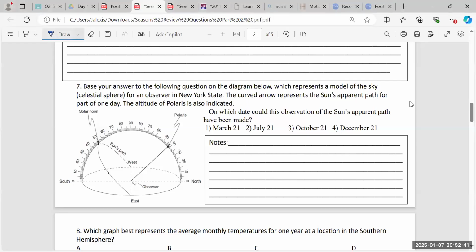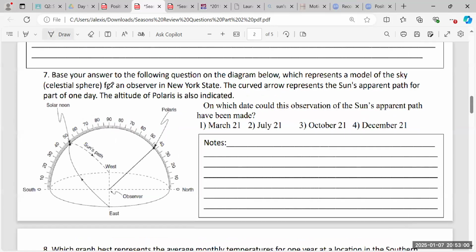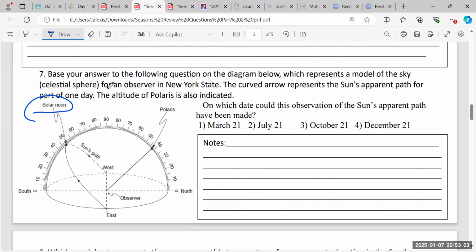Number 7, base the answer to the following question on the diagram below, which represents a model of the celestial sphere for an observer in New York State. The curved arrow represents the sun's apparent path for part of one day. The altitude of Polaris is also indicated. What's interesting is you see how solar noon is located towards the south side and Polaris is located towards the north. That always has to be the case. Polaris cannot be on the same side as where solar noon is going to be. Solar noon is always going to be towards the south side.